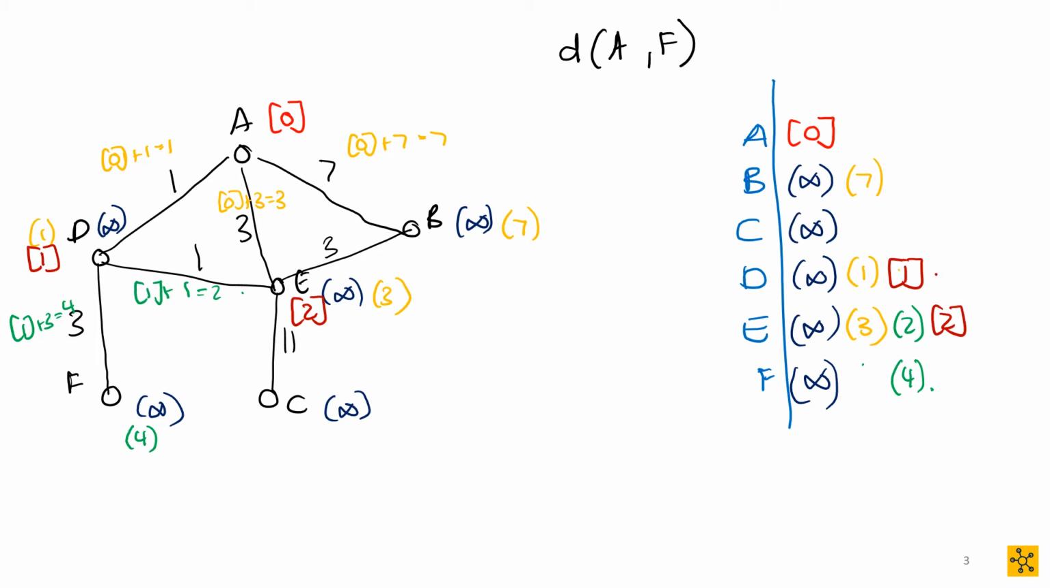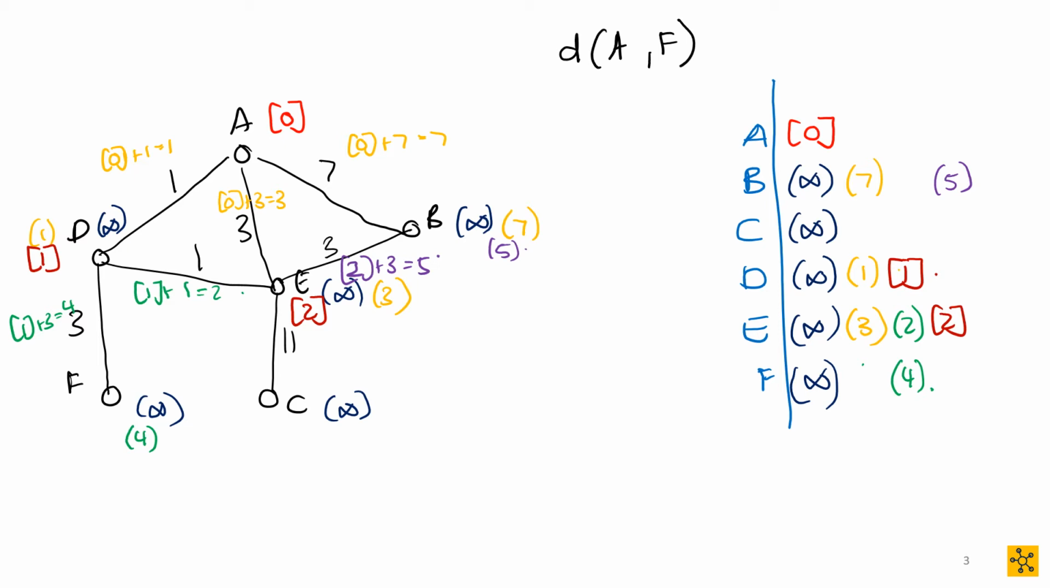So we have 2 plus 3 is equal to 5. Is 5 less than 7? Yes, so we update this one here to 5. So we've updated this one to 5. You should do it in a neat little order, but again, I'm just throwing this on the page. So we've updated B to 5, and we move on.